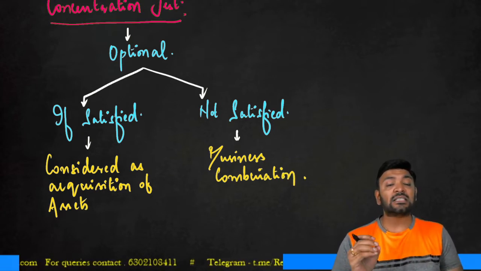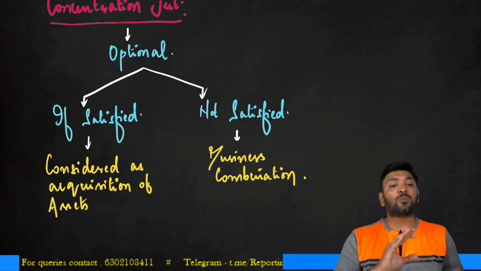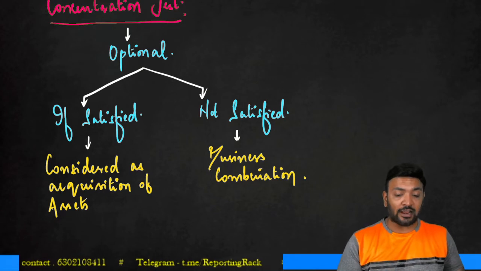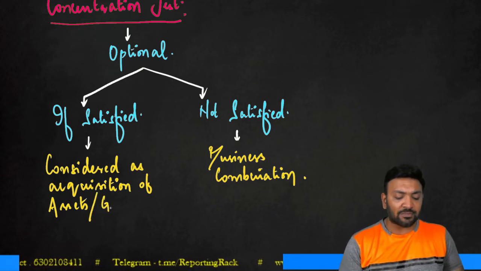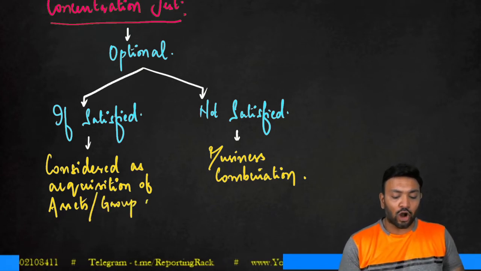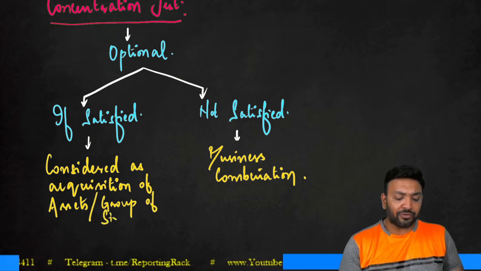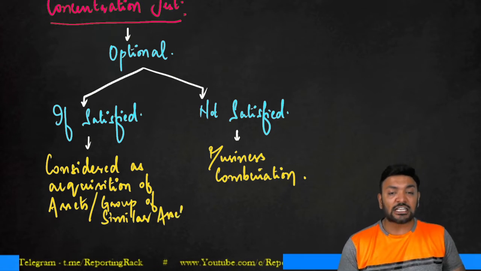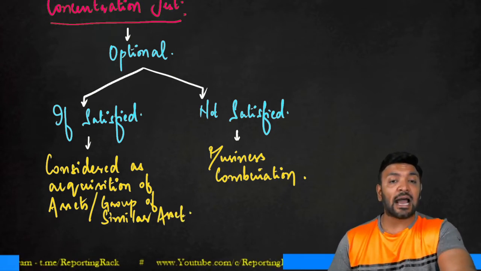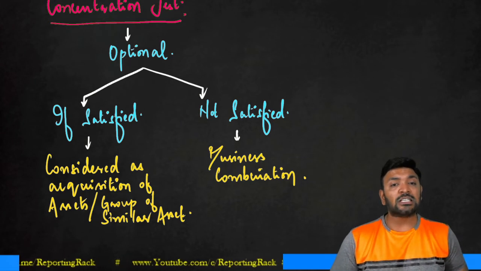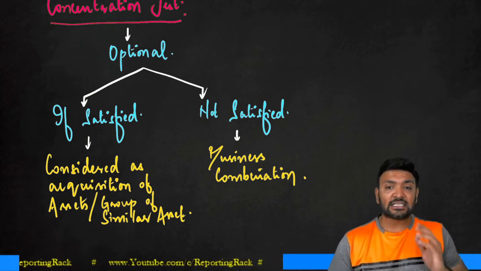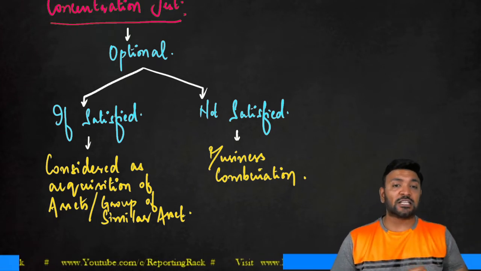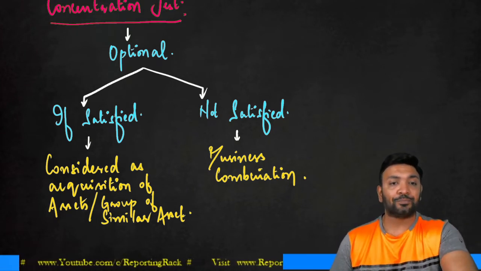But I'm saying this test is optional. If it is satisfied, then it should not be considered as a business combination. It is just an acquisition of assets or a group of similar assets. But if it is not satisfied, it can be considered as a business combination. This is what is being said as far as the concentration test is concerned. Now, how do I apply these principles of the concentration test? Let us see.